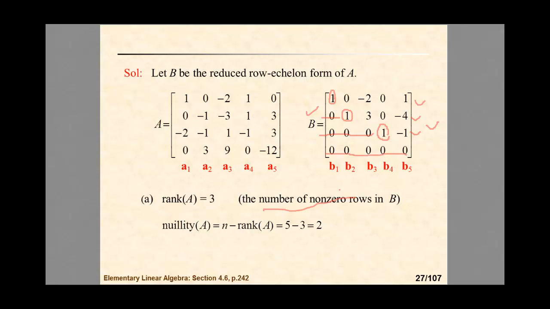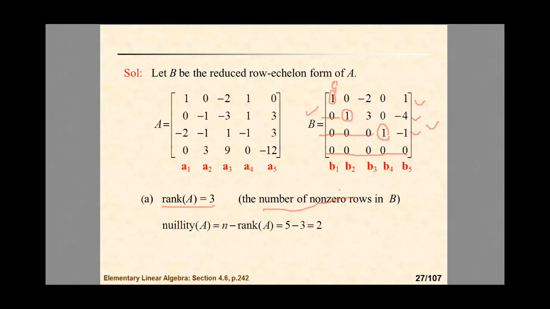So there are only three leading elements, so we see that the rank will be 3. And what is a column space? So our main topic is, in part A, he asked what is the rank and what is the nullity. So the rank of A is equal to 3.